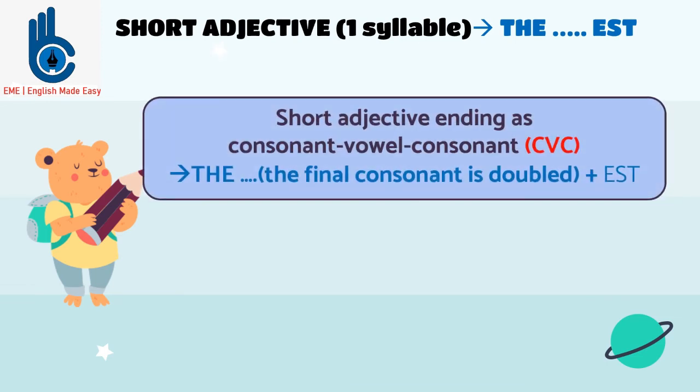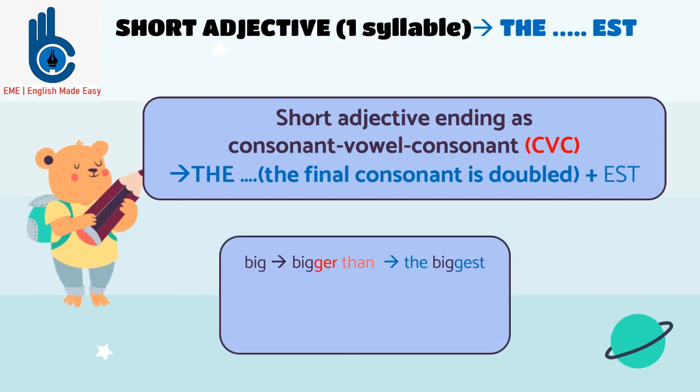Some short adjective ending with CVC, consonant, vowel, consonant. So we put the followed by the adjective, and the final consonant is doubled followed by est. Big becomes the biggest, we double the G. Thin becomes the thinnest. Hot becomes the hottest.